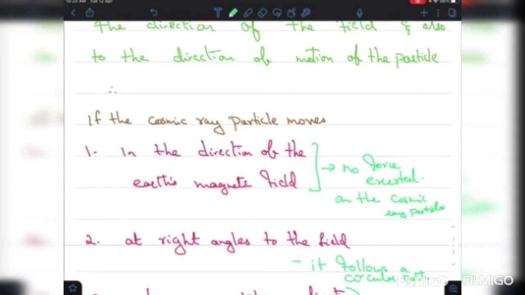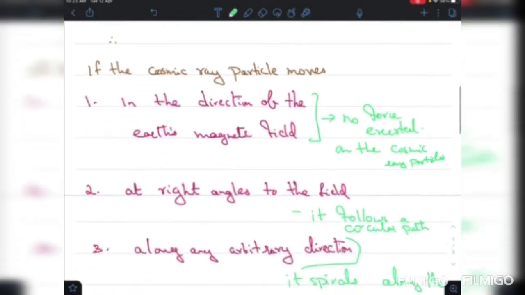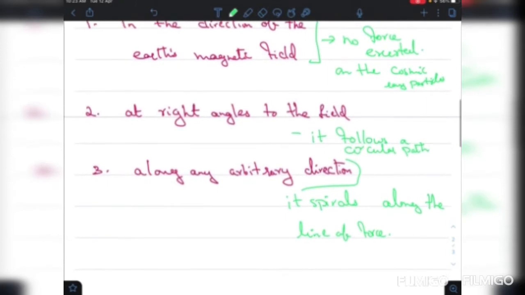So now you have 0 degrees and 90 degrees. What about other angles, like any arbitrary angle, 20, 30, 40? Along any arbitrary direction, what happens? These cosmic ray particles, when they come into Earth's magnetic field, spiral along the line of force. So these are 3 conditions by which the Earth's magnetic field can affect the cosmic ray particles.